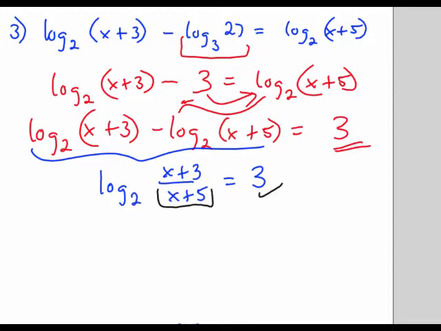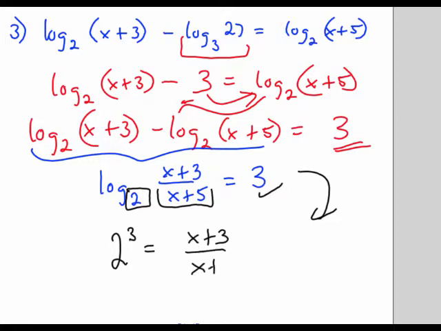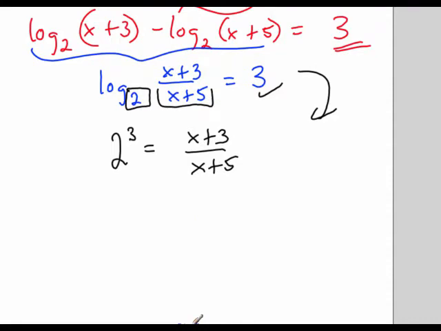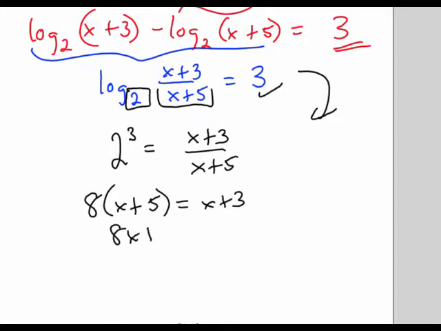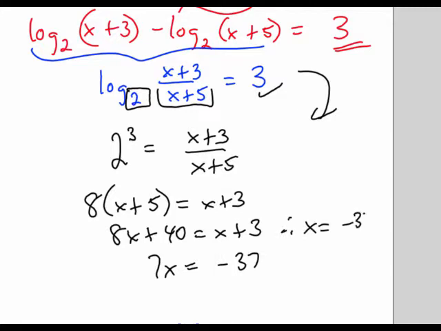And now I can convert this to exponential form. 2 to the third is equal to the argument. That's how you convert a log to an exponent, remember. Multiply both sides by x plus 5. So this is 7x equals negative 37. Therefore x is negative 37 over 7. So x is negative 5 2/7.